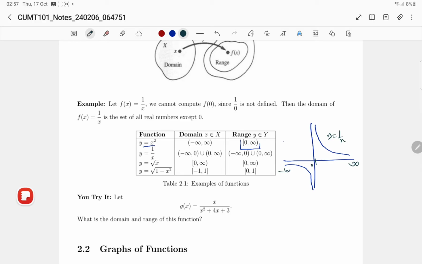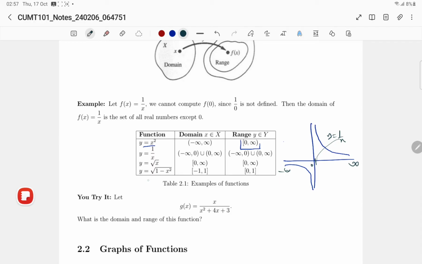Then for y is equal to square root of x, we have from 0 up to infinity for both the domain and the range. If you research the graph for it, you can see that it just looks like that. It's almost like that, right?